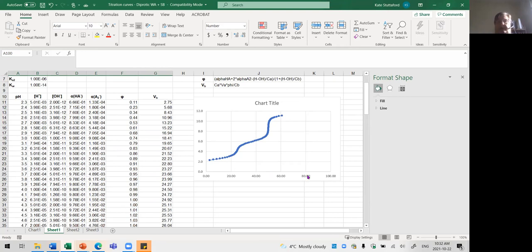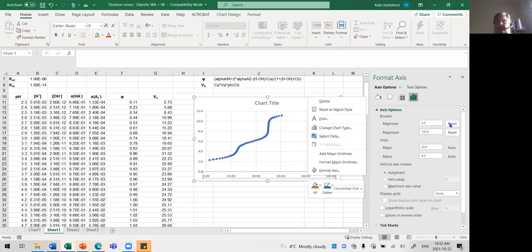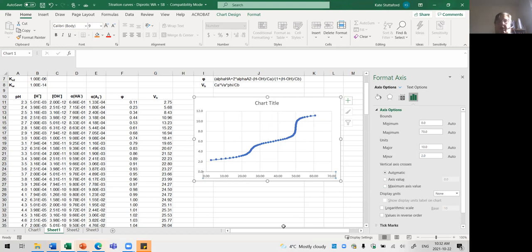So I would probably now set this back to auto, and it'll scale it appropriately. Put in your titles, whatever else it asks for your titration, your theoretical titration curve in the lab manual, and this is good to go.